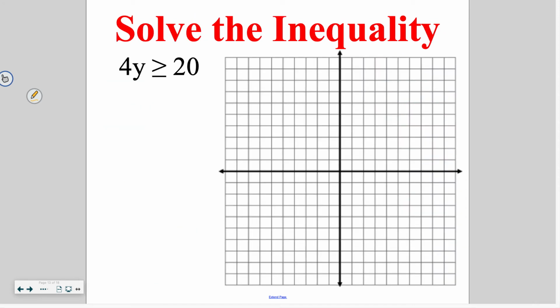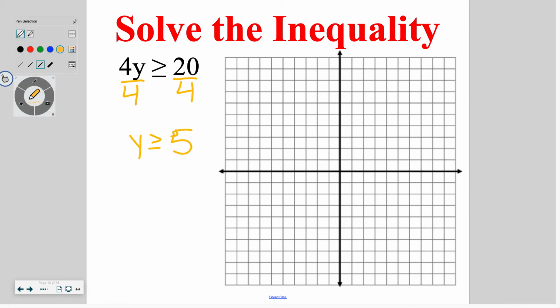Sometimes you are only going to have one variable. Just like when you have one variable in linear equations, this is either going to be a vertical or horizontal line. So when I solve this one by dividing by 4 on both sides, I end up with y is greater than or equal to 5.